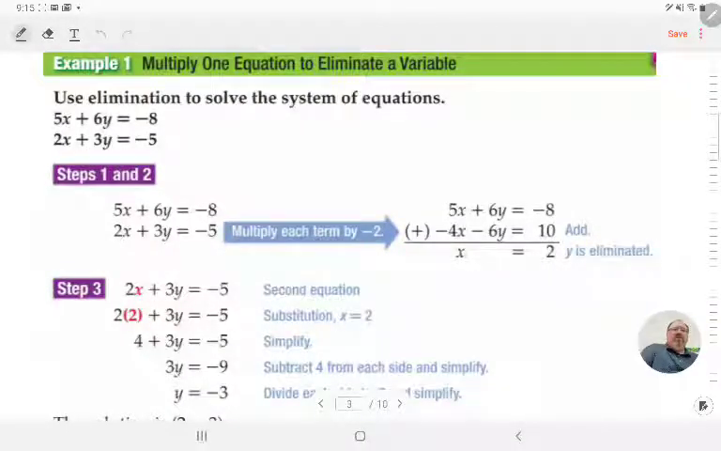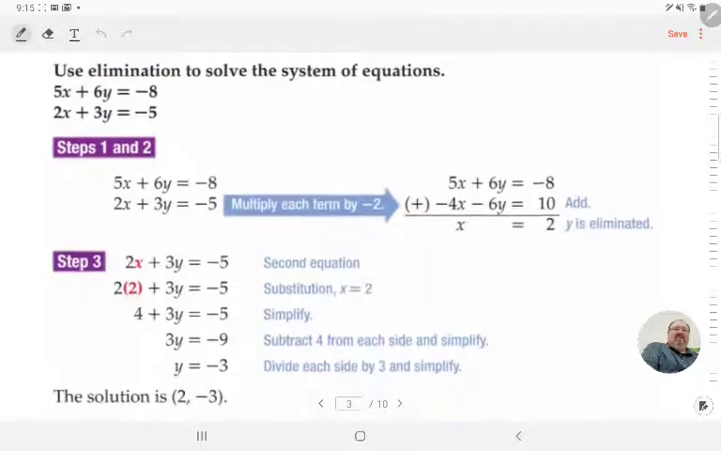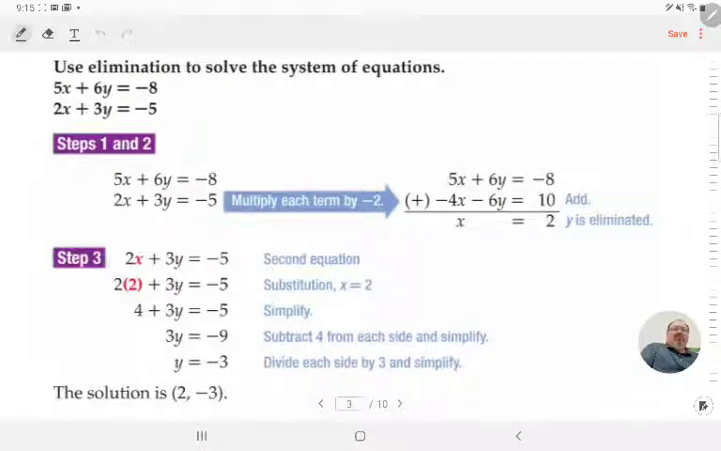So in this example, we are to use elimination to solve the system of equations. We have 5x plus 6y equals negative 8 and 2x plus 3y equals negative 5. Now you will see that the x's and the y's have different terms. The coefficients in front of them are different. So what we want to do is change one of those to where they're the same term. Well, how can we do that? We could multiply the second equation by negative 2.